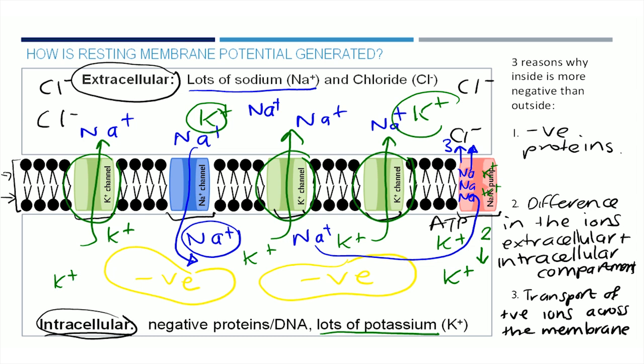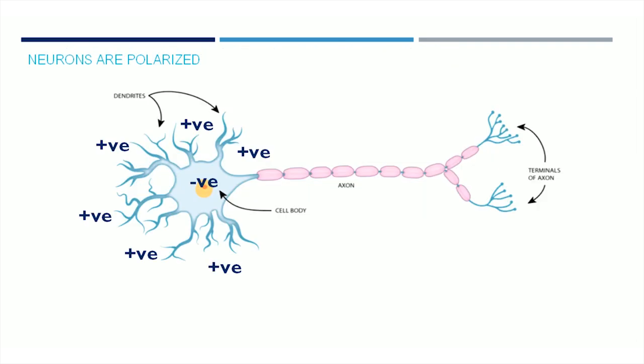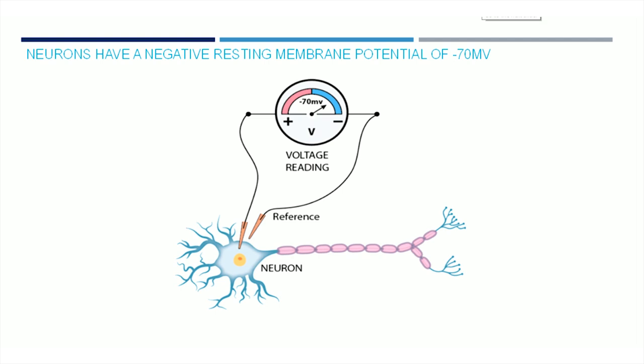So if all that sounds a bit much, the biggest thing to remember is that the outside is relatively positive compared to the inside, which is relatively negative, and the difference is minus 70 millivolts. And you can see that here. So we've got our inside cytoplasmic region being more negative than our extracellular compartment. And that's why when you put an electrode inside the cell and compare it to the reading of an electrode outside of the cell, you get a reading that's minus 70 millivolts. And that's what we call resting membrane potential. And when we alter that by either increasing or decreasing it, we can actually start to communicate.